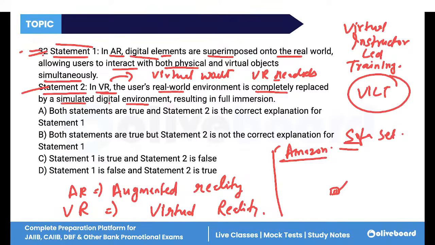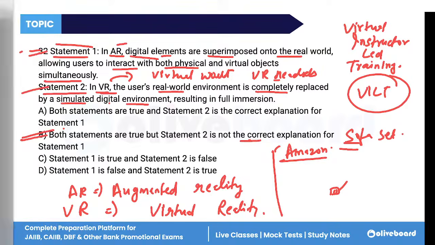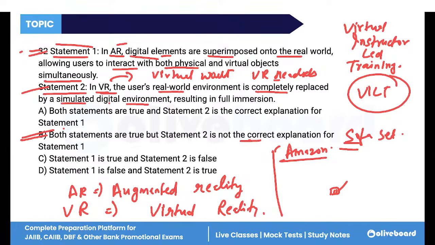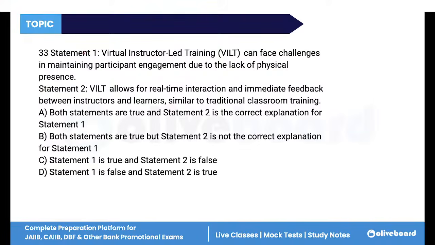So both the statements are correct. But one statement is talking about AR, the other is talking about VR. So these two statements are not giving the correct explanation. Both are correct, but the second is not the correct explanation. So option B is the correct answer. Now, next is virtual instructor led training.